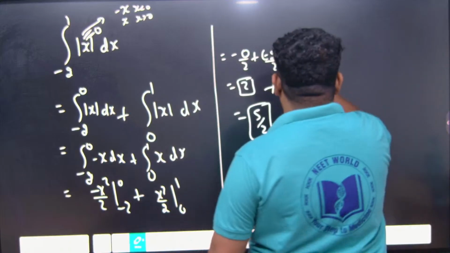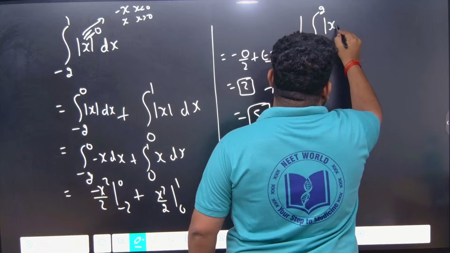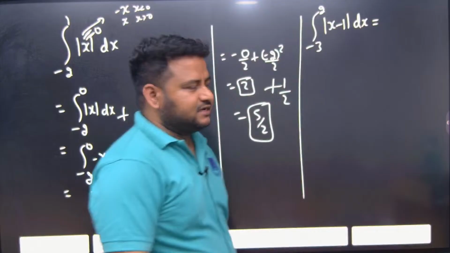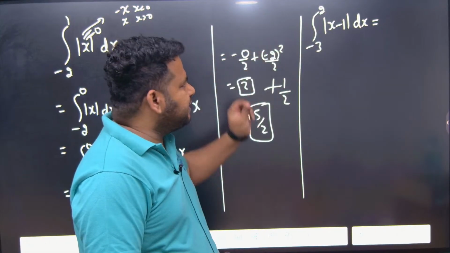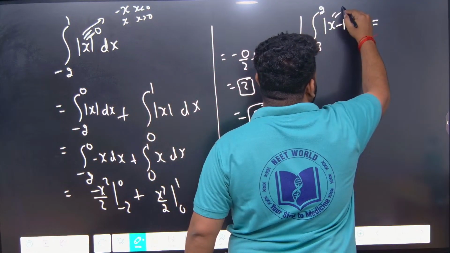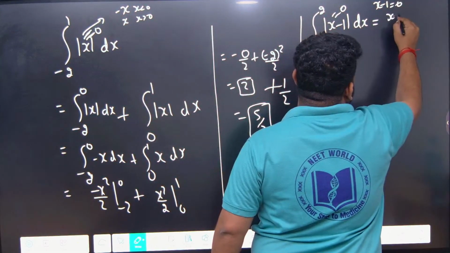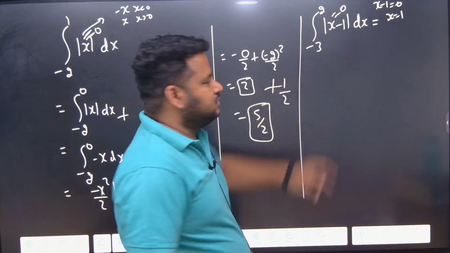Okay, let us take one more example, that is the integral from minus 3 to 2 of mod x minus 1 dx. So, where should we split the integral? To split the integral, we will equate this to 0. If I equate this to 0, I get x minus 1 is equal to 0, so x will be equal to 1. So, we should split the integral at 1.